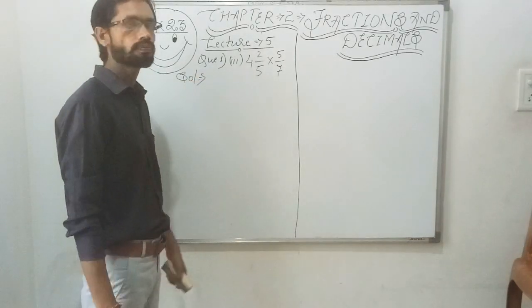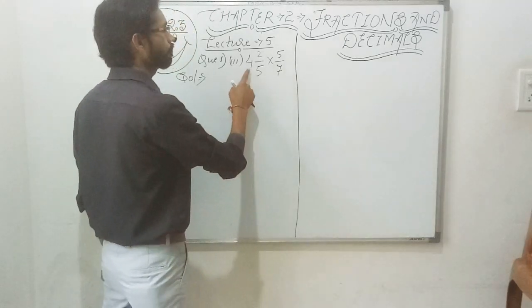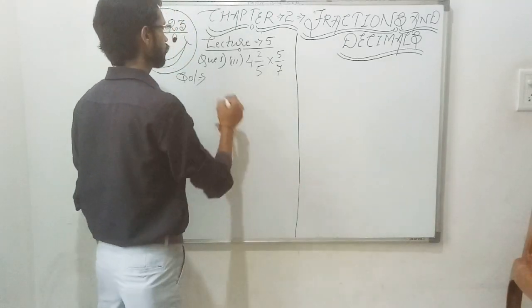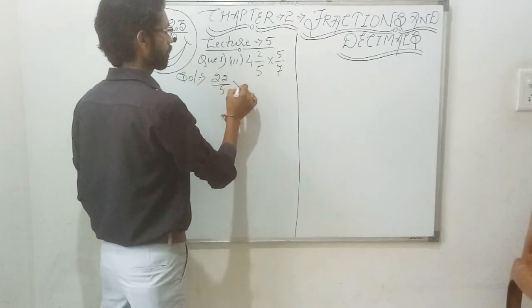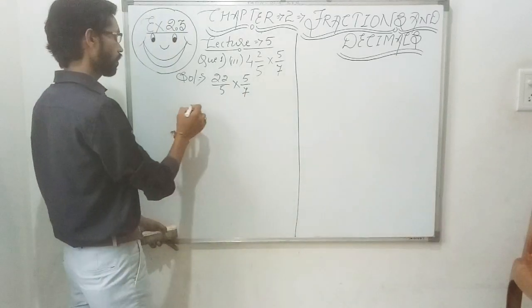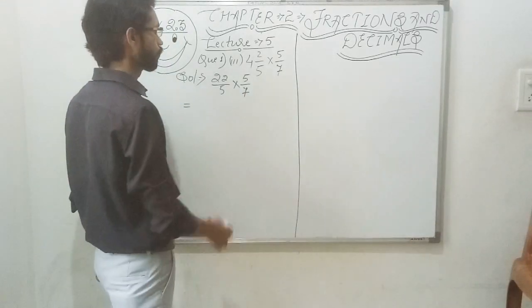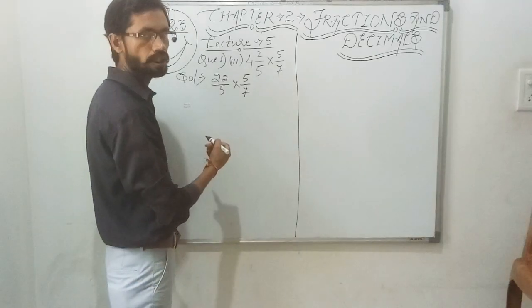Now what we'll do, first of all, we'll try to convert this into an improper fraction. That is 5 4s are 20 plus 2 is equal to how much? 22/5 multiplied by 5/7. Now what is our next step? We'll check whether the cross values can be cancelled or not.